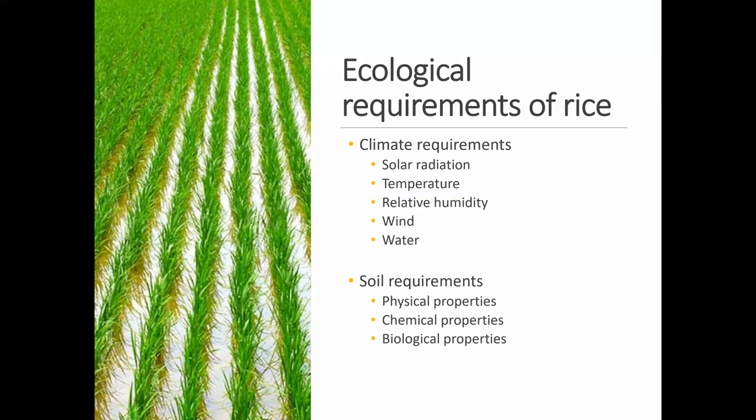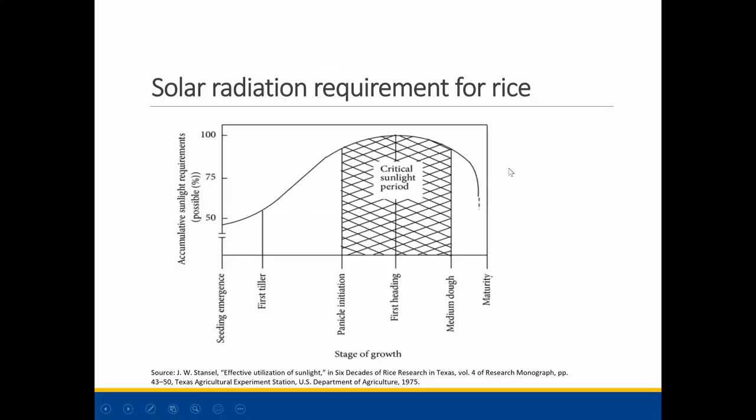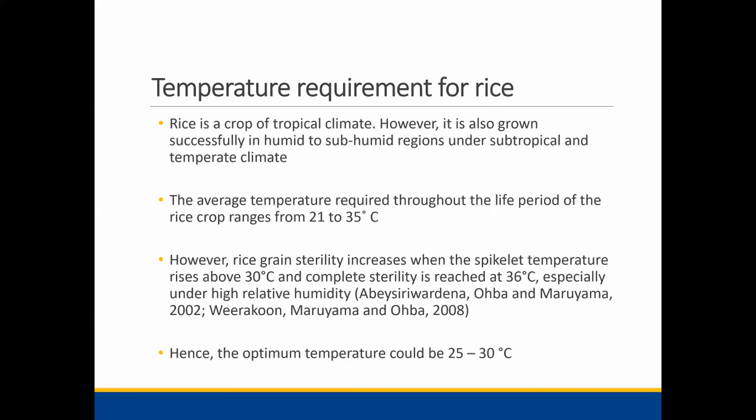So in the last class, if you remember, we were studying the ecological requirements. We said that ecological requirements have two components: climate and soil requirement. Under the climate, we studied how solar radiation affects the growth of rice, what the requirement is throughout different growth stages, and then the temperature requirement for rice.